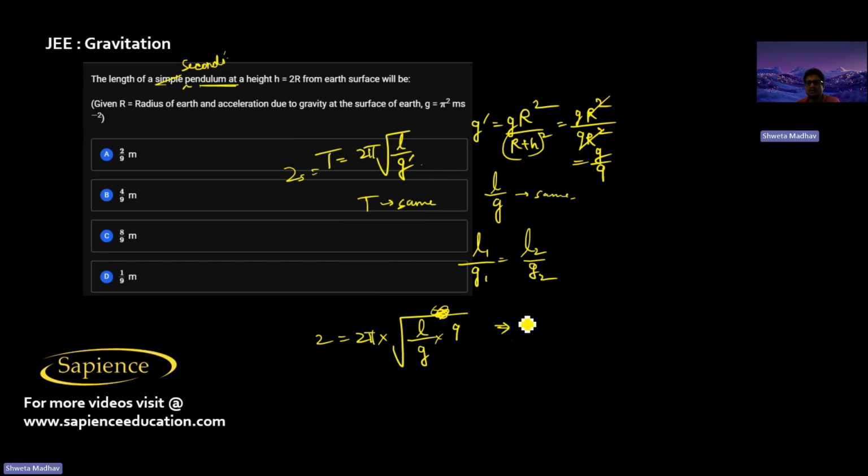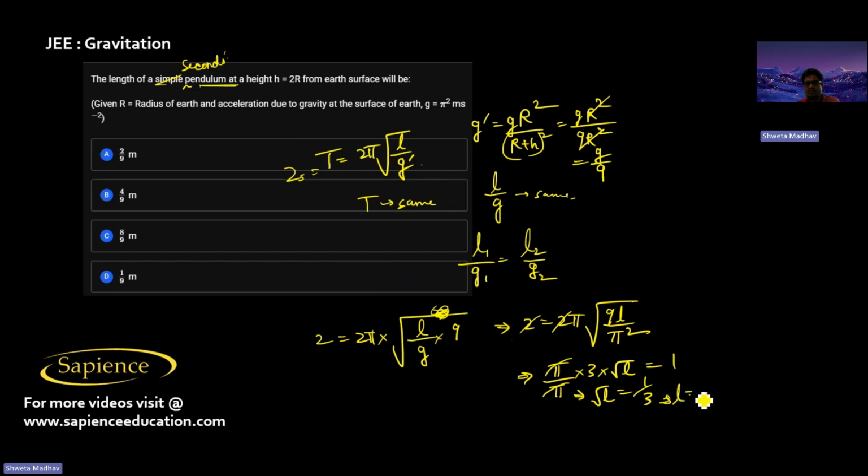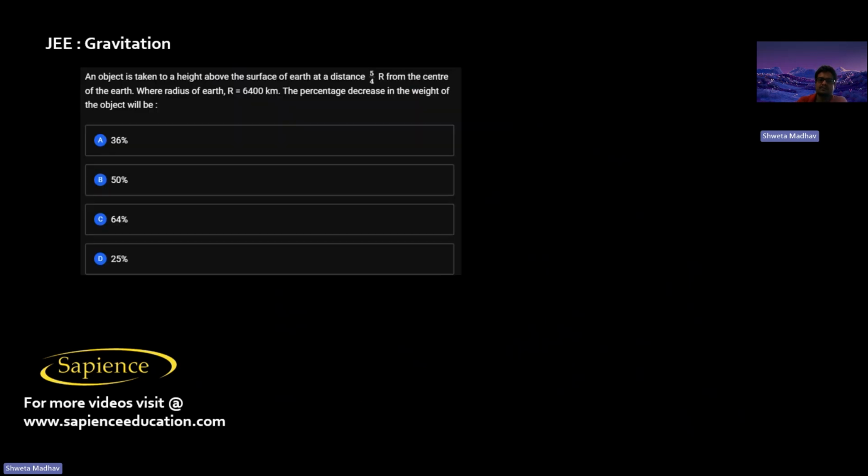So g by 9, so it will be 2 is equal to 2 pi root over 9 L by g, that is pi square. It means that 2 will get cancelled. So I will say pi by pi into 3 into root L is equal to 1. So pi will get cancelled. So root L is equal to 1 by 3. So L will be equal to 1 by 9. So 1 by 9 meter is the length of the seconds pendulum at the height of 2r from the Earth's surface. So option D is the correct answer.